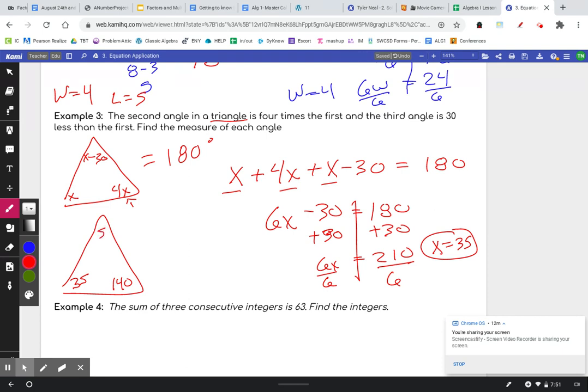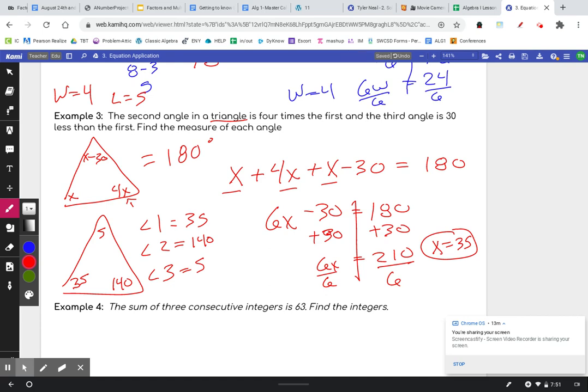Can I add these up to make sure? 140 plus 5 is 145, plus 35 is 180. So we can just say maybe angle 1, angle 2, and angle 3. We can call them 35, we can say this one equals 140, and we can say this one equals 5.